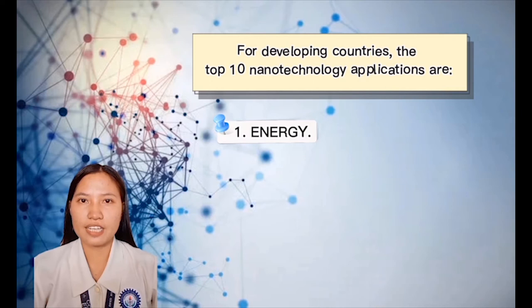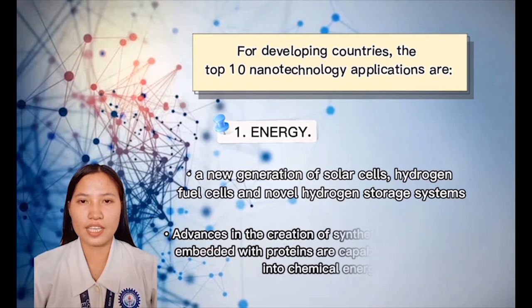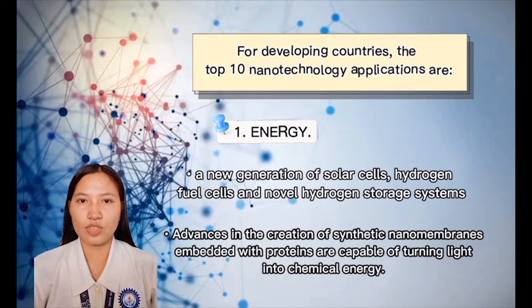Nanomaterials are being used to build a new generation of solar cells, hydrogen fuel cells, and novel hydrogen storage systems that could deliver clean energy to countries still reliant on traditional, non-renewable contaminating fuels. Advances in the creation of synthetic nanomembranes embedded with proteins are capable of turning light into chemical energy. If successfully developed on an industrial scale, such technologies could help developing countries avoid recurrent shortages and price fluctuations that come with dependence on fossil fuels, as well as the environmental consequences of mining and burning oil and coal.